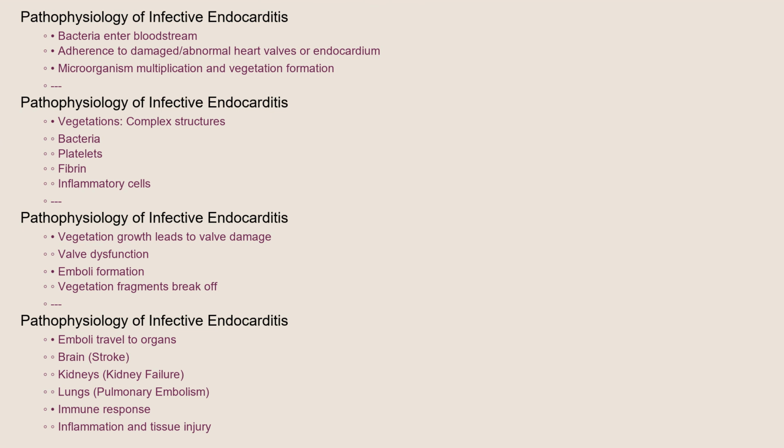Furthermore, fragments of these vegetations can break off and travel through the bloodstream as emboli. These emboli can lodge in various organs, such as the brain, kidneys, or lungs, leading to serious complications like stroke, kidney failure, or pulmonary embolism. The body's immune response to the infection also contributes to the damage, leading to inflammation and further tissue injury.